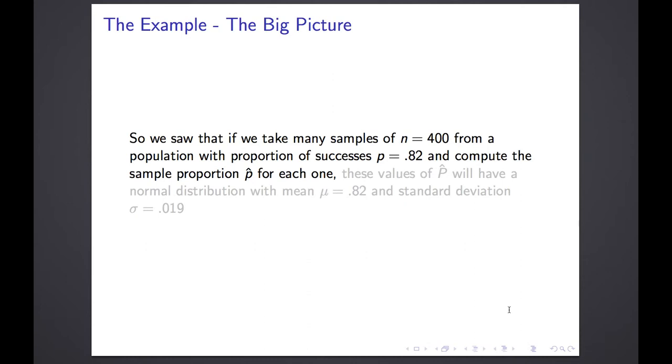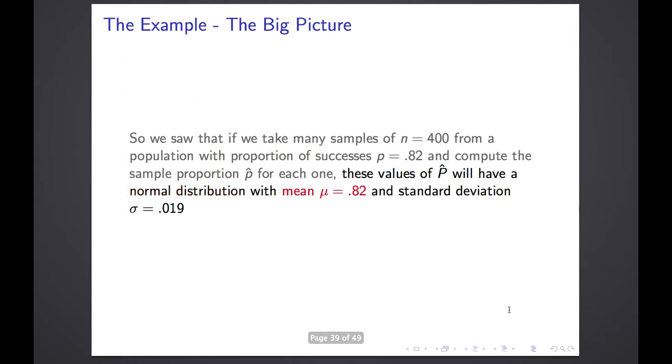What we saw is that if you take many samples of n equals 400 from a population where the proportion of successes p is 0.82, and you compute the sample proportion p hat for each one, these values will have a normal distribution with a mean of 0.82 and a standard deviation of 0.019. In other words, you can predict what will happen when you take a sample as a random variable in any way that you like. Anything you want to know, norm dist, or maybe norm inv will tell you. So those 3 things, normal distribution, the mean, and the standard deviation, are what we can predict.